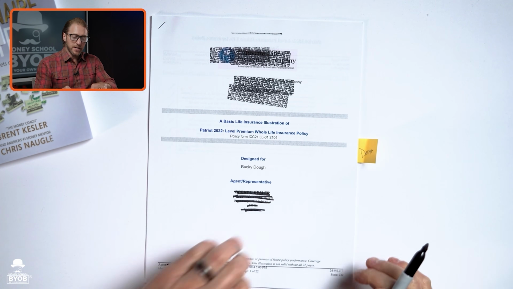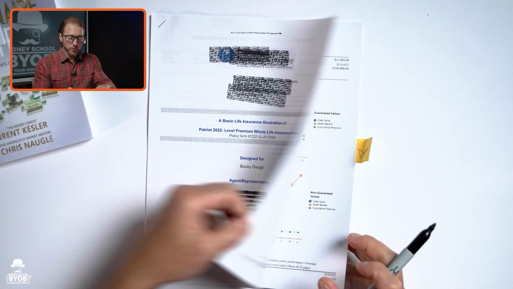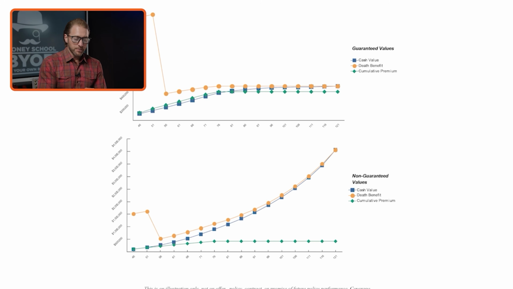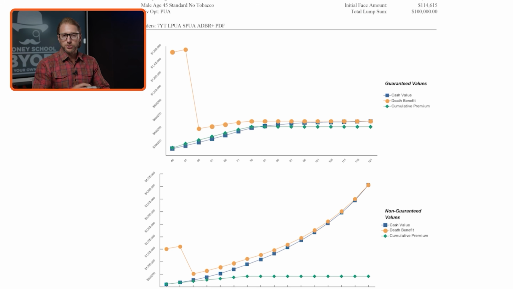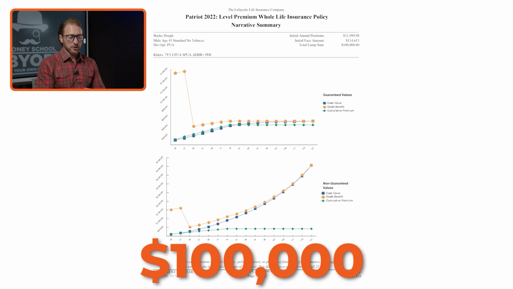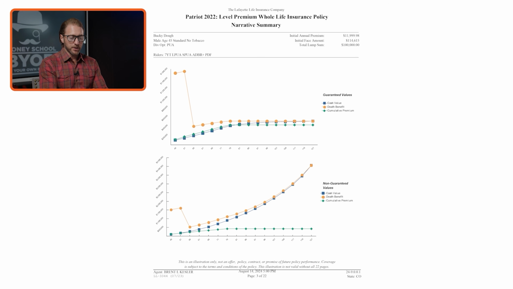Now, because I already ran you through this illustration once, we're going to really go through it quickly. Here, because of the dump-in, you can see a huge difference in the beginning on both guaranteed and non-guaranteed, and that is because you dumped in $100,000, which increased the death benefit substantially, guaranteed and non-guaranteed, but it also bumps the cash value up right out of the hole.